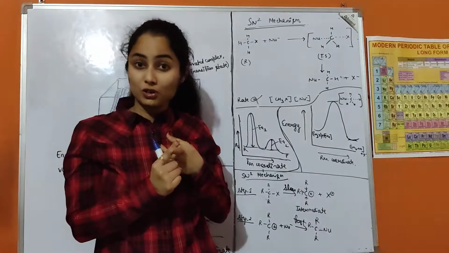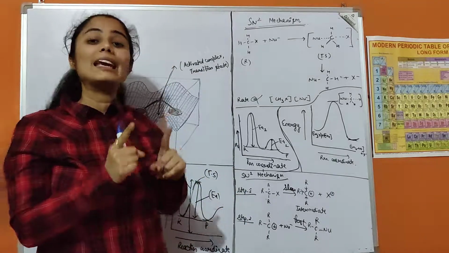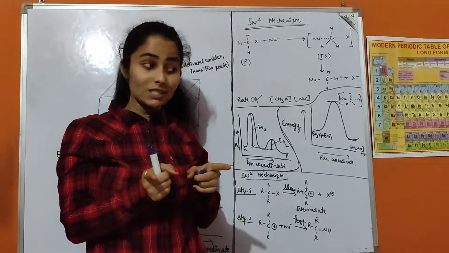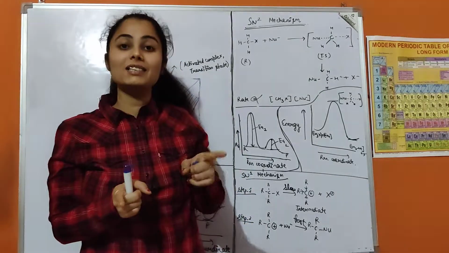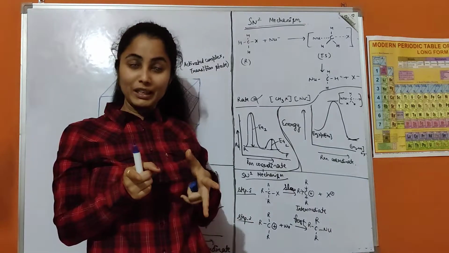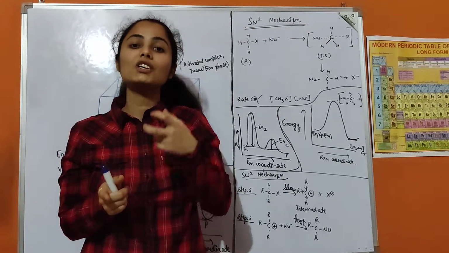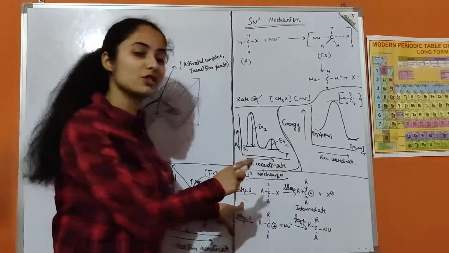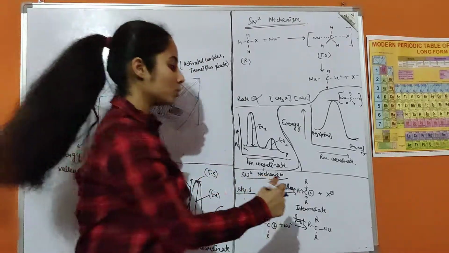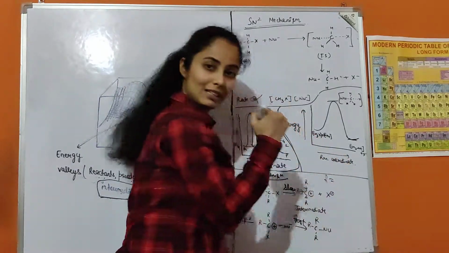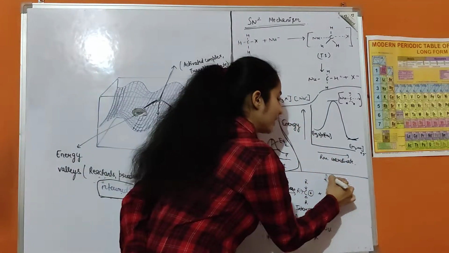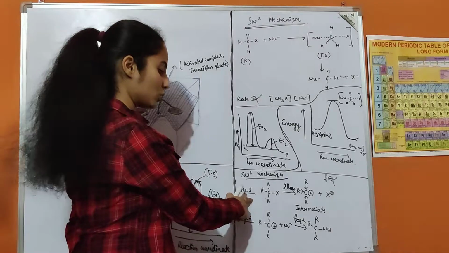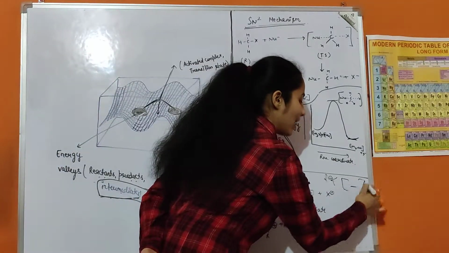The point to be noted here is that in case of multiple step reactions, the slow step is the rate determining step, or we can call it the rate controlling step. This is the step which is going to determine the rate. So the rate in this case will be directly proportional to the concentration of this alkyl halide.